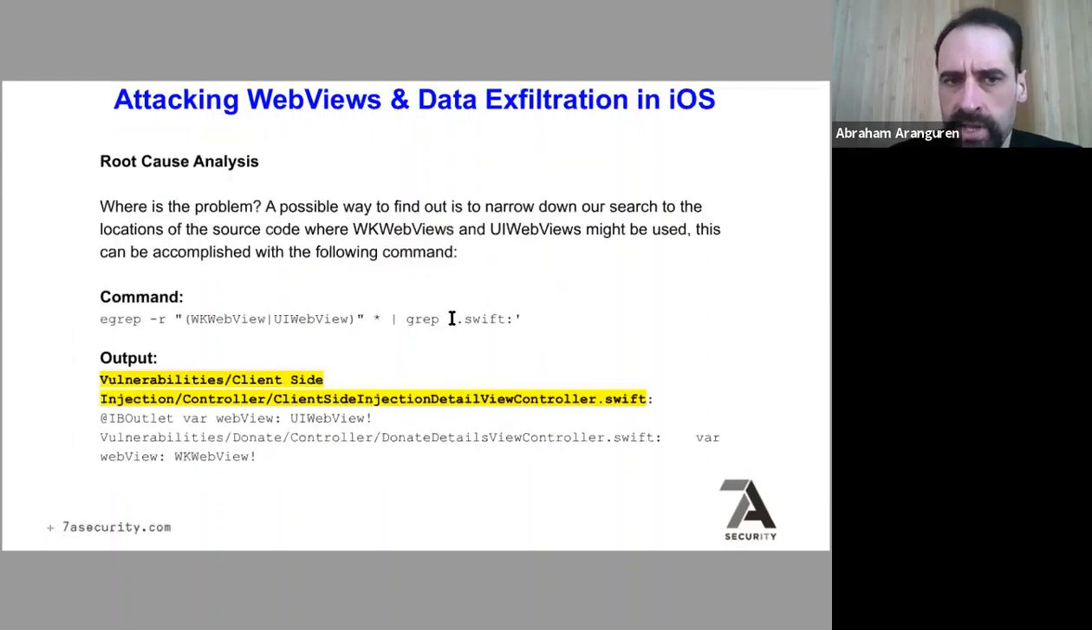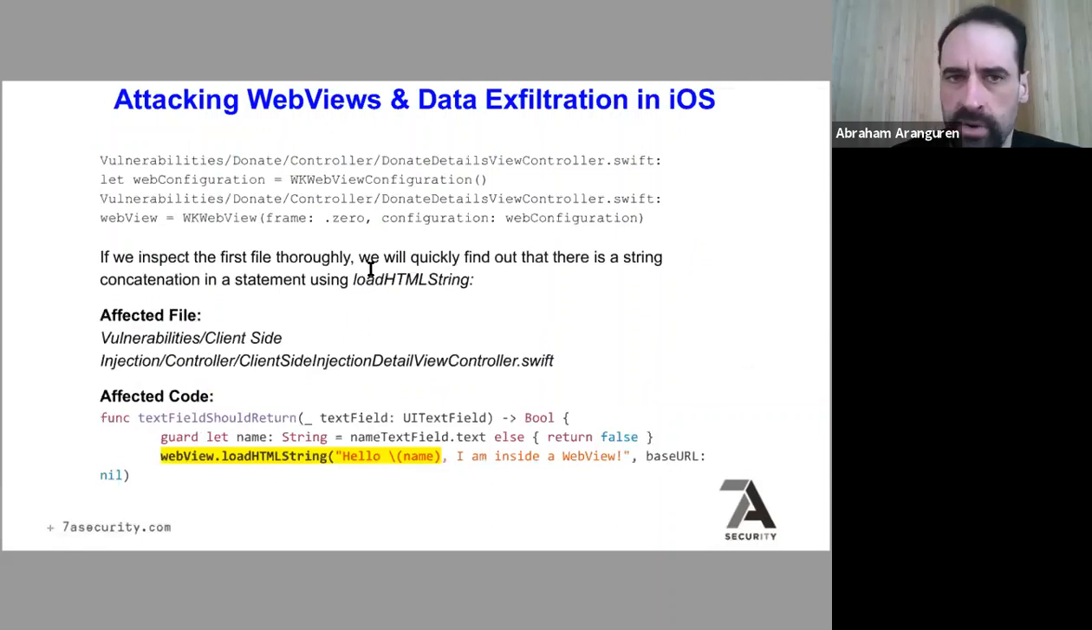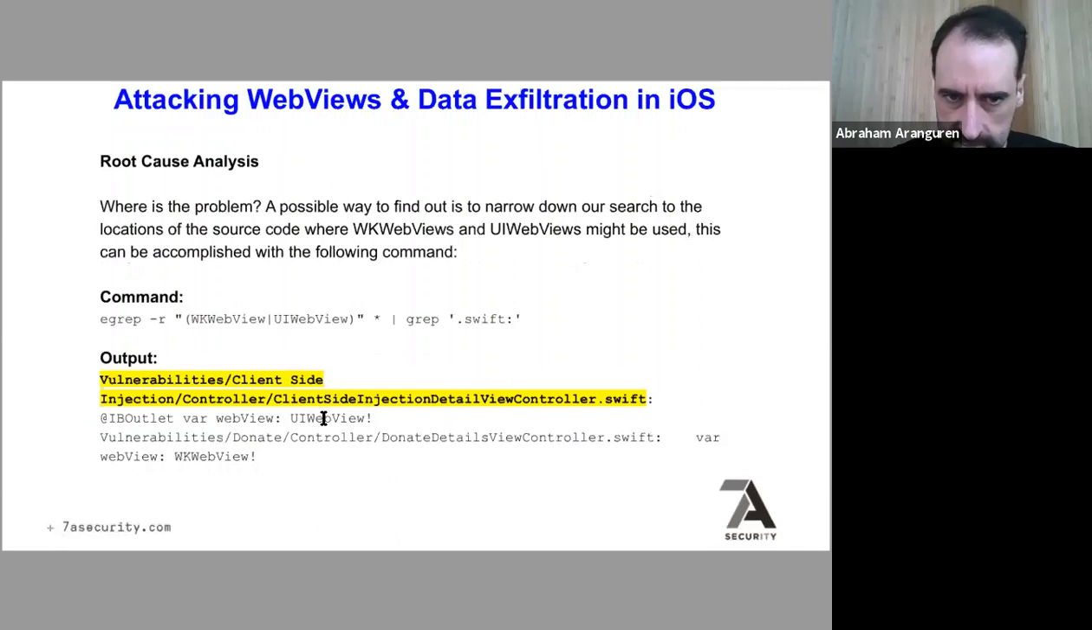And then for the root cause, if you have the source code, you should be looking for WKWebViews and UIWebViews, and try to see if the application is using some of these. When you search for this, you can pipe it to filter down to .swift files only, so you get a cleaner output. And here you can see we have WKWebViews, as well as some UIWebViews and so on, right? The more interesting one is when you have a UIWebView. I think this is more interesting.